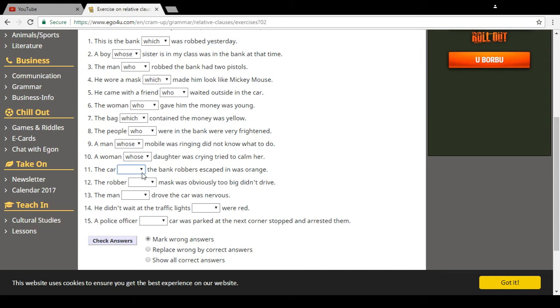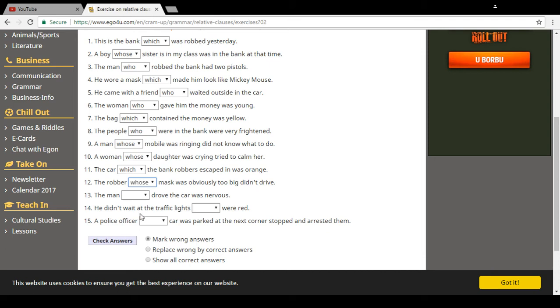The car the bank robbers escaped in was orange. The car which the robber, whose mask was obviously too big, didn't drive.